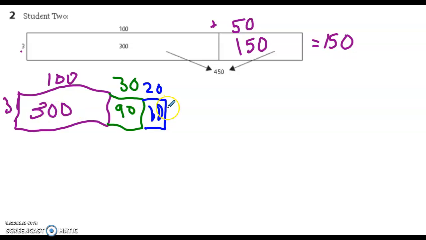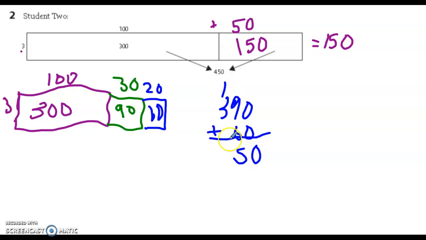So again, I add up the numbers that I have. I have 300 plus 90 is 390 plus 60. Now, if you don't know that in your head, easy. 390 plus 60, just add them up. I know 0 plus 0 is 0. I know 9 plus 6 is 15. Carry the 1. And I know 3 plus 1 is 4. Okay, I've got my 450 that I need to get.